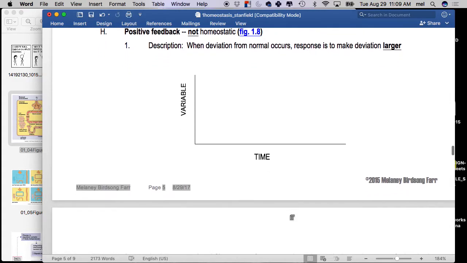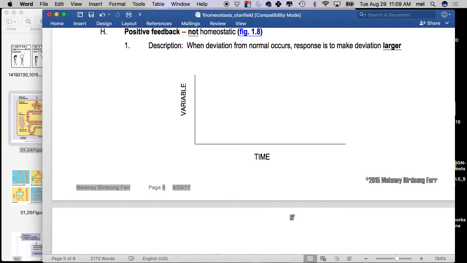Okay, so positive feedback. Positive feedback is the opposite of negative feedback. It will not maintain homeostasis. So positive feedback is not homeostatic. It's also not anywhere near as common as negative feedback.